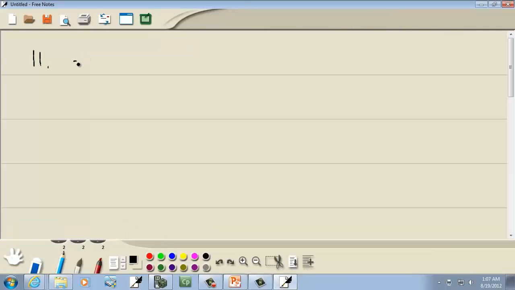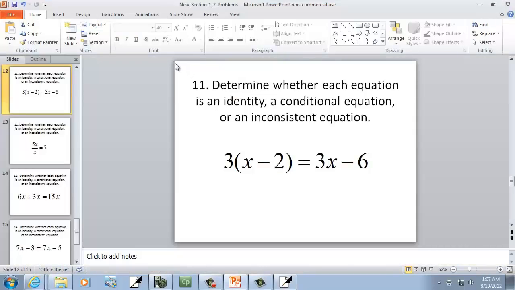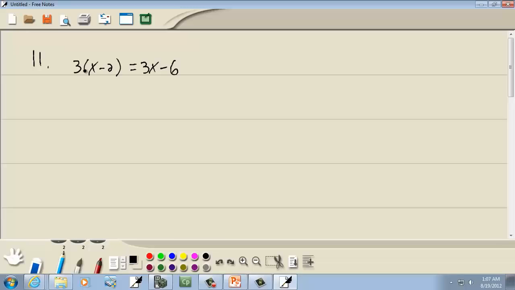Okay, so we got 3 times x minus 2 equals 3x minus 6. Instructions say determine whether each equation is an identity, a conditional equation, or an inconsistent equation. It'd be better if they just said solve first and then had that, but let's just solve it like normal, see what happens. Okay, first step, get rid of parentheses. Don't have any, oh, I do have some.